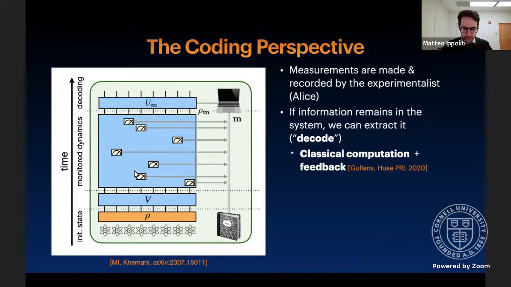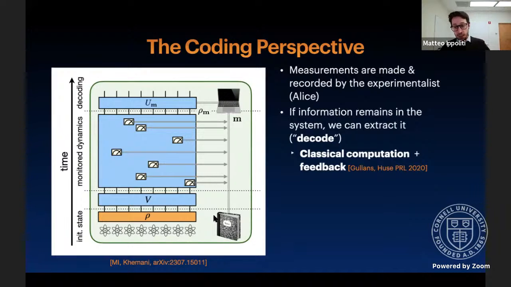So in particular, think of it the following way. There is this quantum state rho that I'm sketching here, these atoms, it's some kind of quantum computer that has an initial state. It goes through this process. Let's not look at this box here for the moment. It goes through this process with unitary evolution and measurements, and then the experimentalist writes down all the measurement outcomes in her lab notebook, just keeps track of all these measurement outcomes.